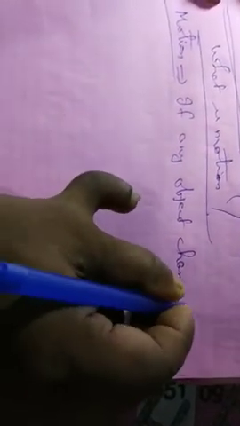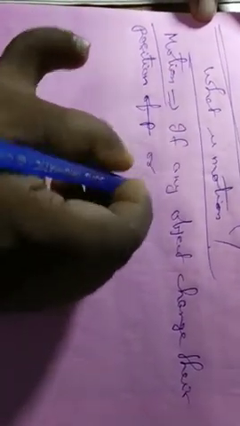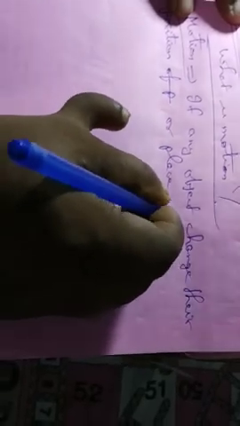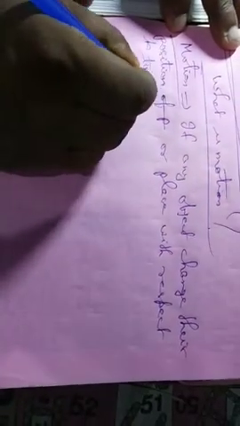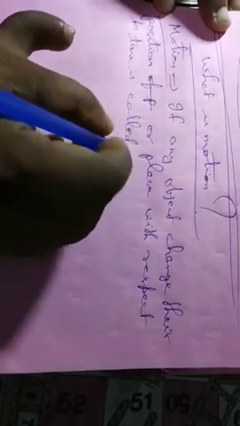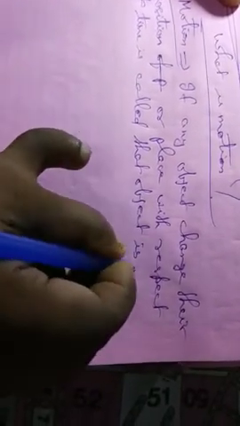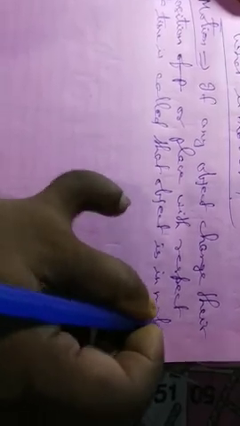So what is motion? If any object changes its position or place with respect to time, that object is said to be in motion.